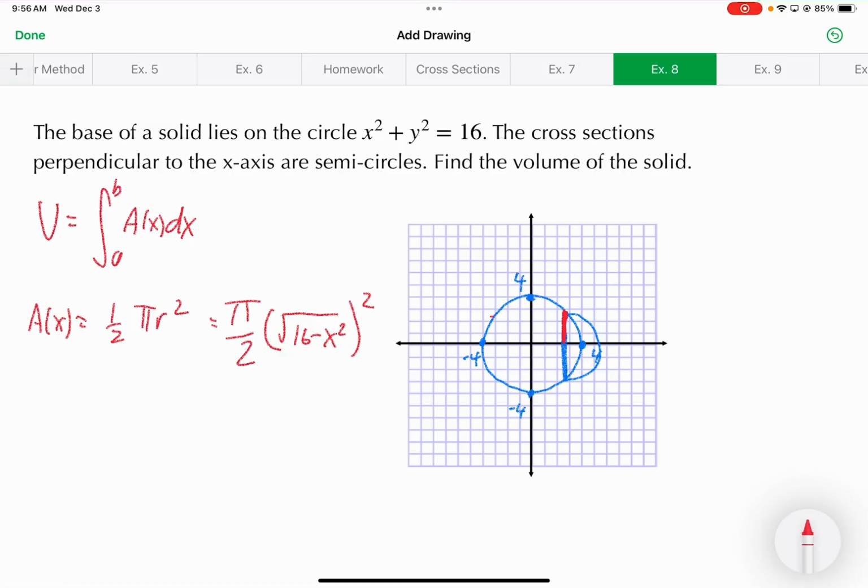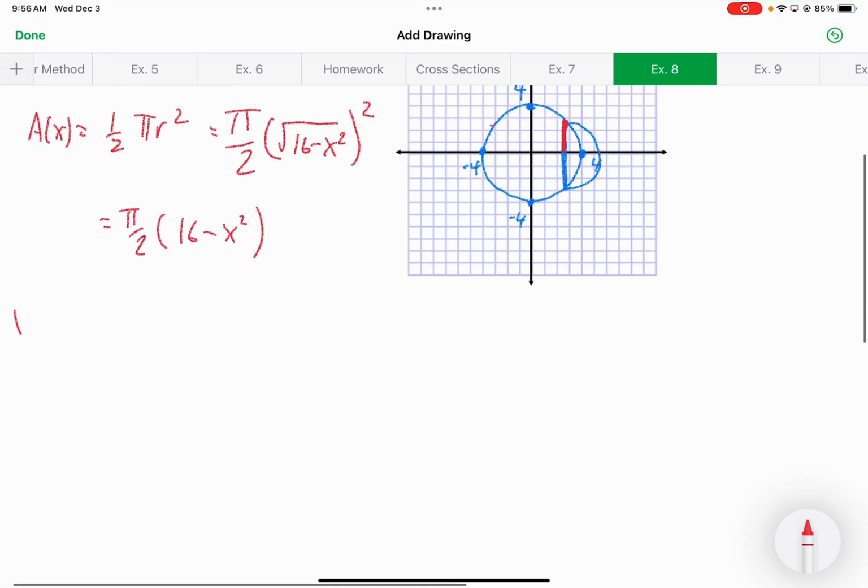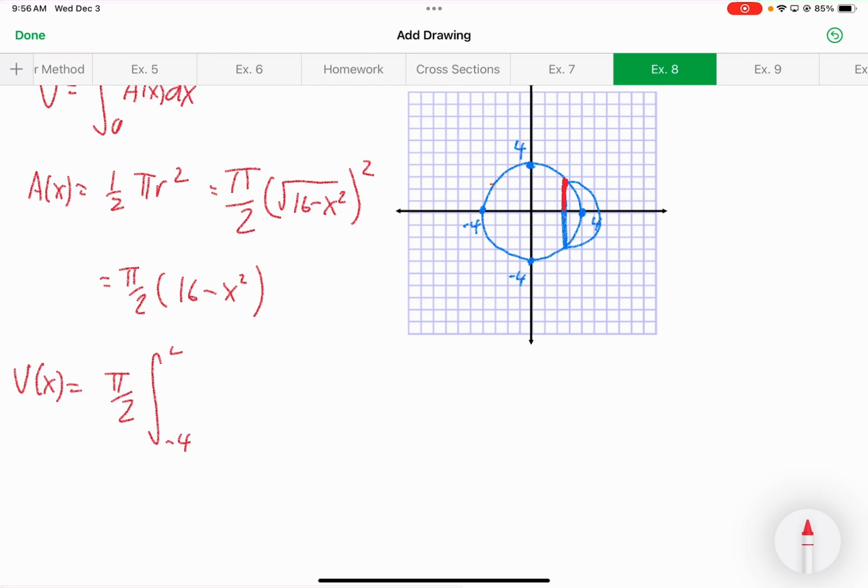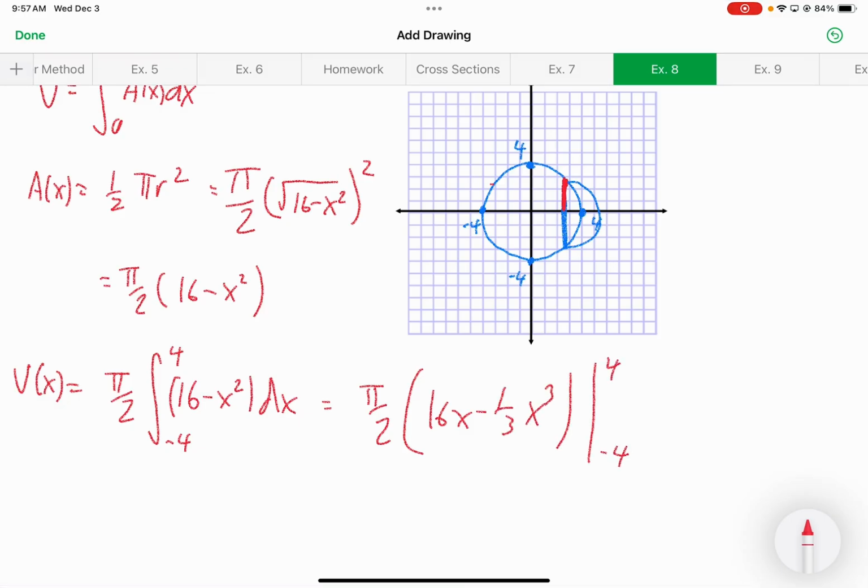If I take a second to simplify this a little bit, it would just be pi over 2 times the quantity 16 minus x squared. And now we want to integrate that. My limits stay the same, -4 to 4, and inside I would get 16 minus x squared quantity dx. Cool, so let's do it. I'm just going to leave pi over 2 till the end: 16x minus 1/3 x cubed, evaluated from -4 to 4.